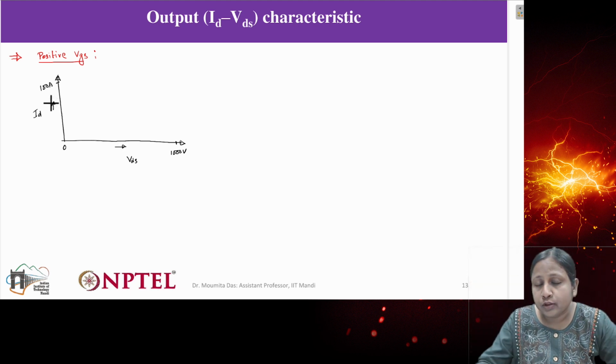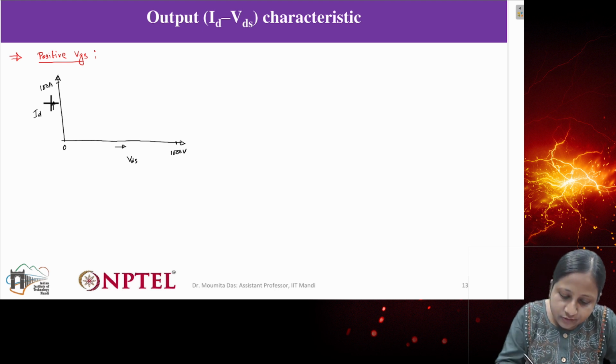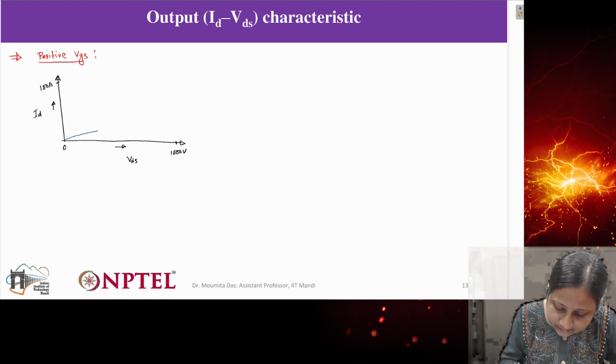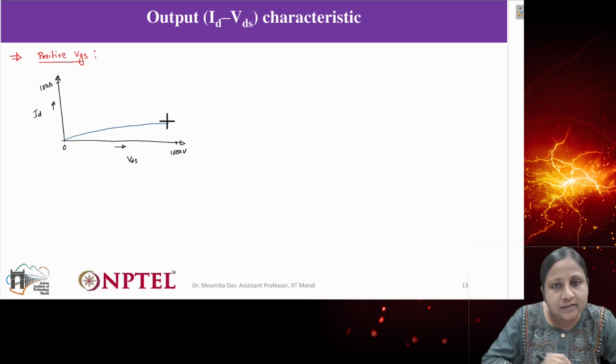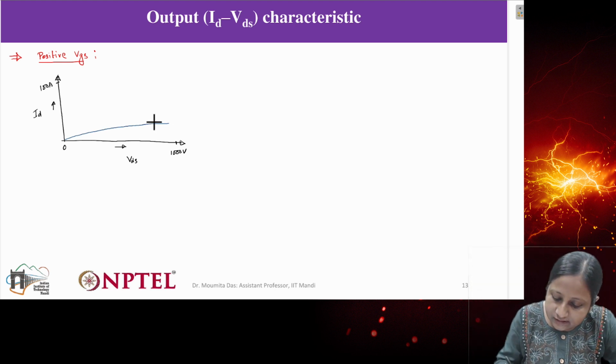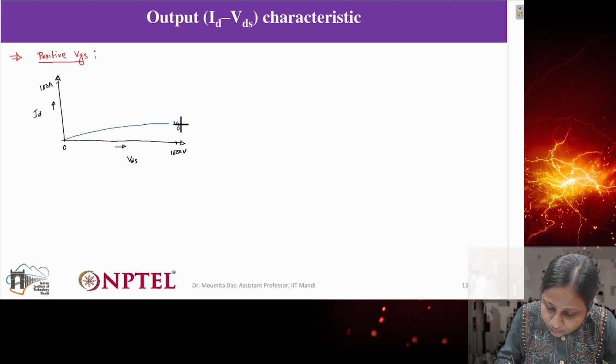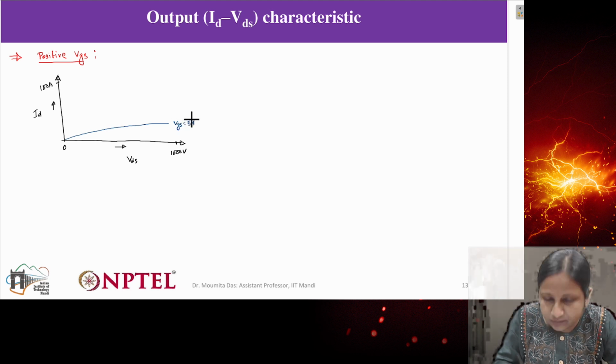Now the important thing is that VGS needs to be constant. If VGS is constant, then let's say the characteristics look like this. So VGS is constant, let's say VGS equals 5 volts.